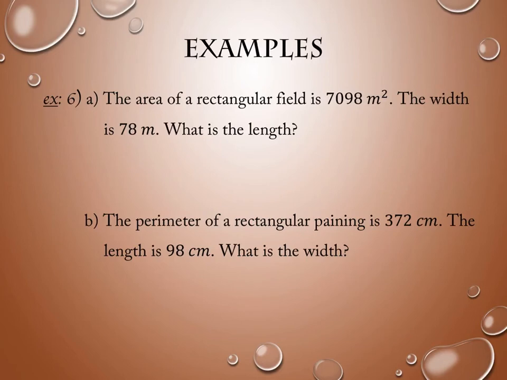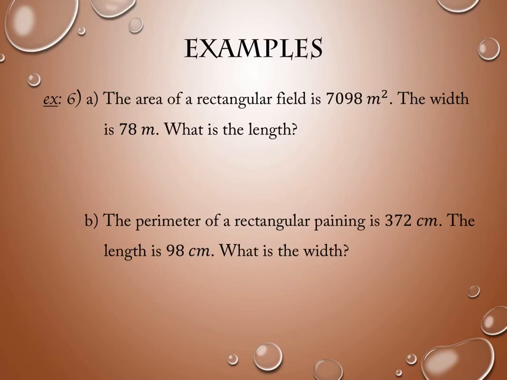Okay, this problem's going to have a little bit more context than the last one, and the third one we do here in a minute will have even more. This one tells us that we have a rectangular field, and it has an area of 7,098 meters squared. The width is 78. What is the length?